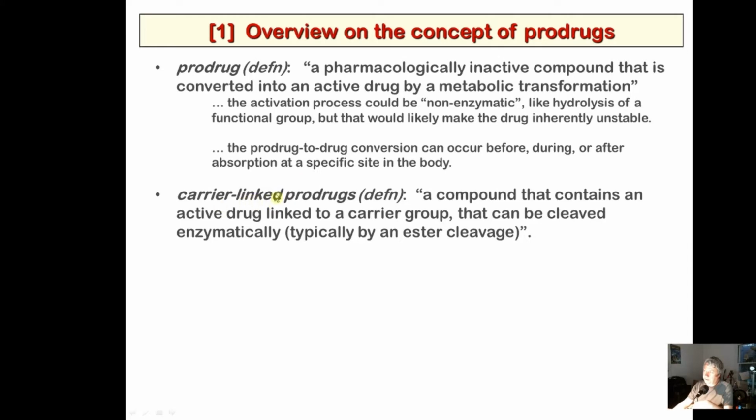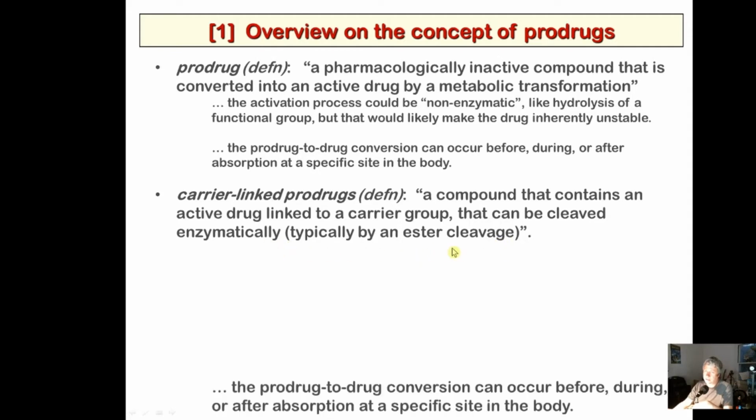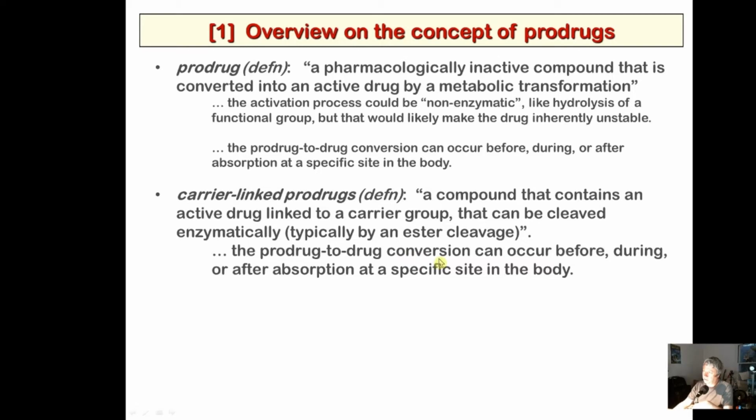And then carrier-linked prodrugs are compounds that contain an active drug linked to a carrier group. It could be a small fragment of the molecule. It could be maybe larger, but it can be cleaved enzymatically. That's typically what happens with these kinds of prodrugs, typically ester cleavage too. Ester cleavages occur really easily with esterase enzymes. The prodrug to drug conversion can occur before, during, or after, also at a specific site in the body, but this is usually enzymatic.